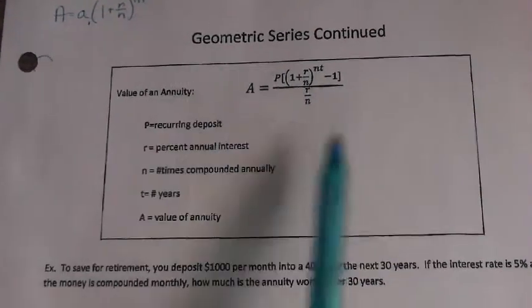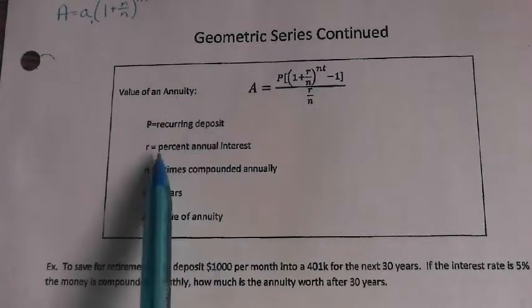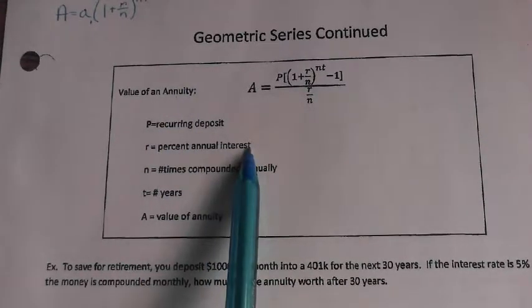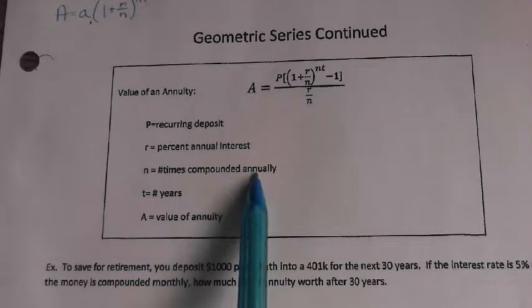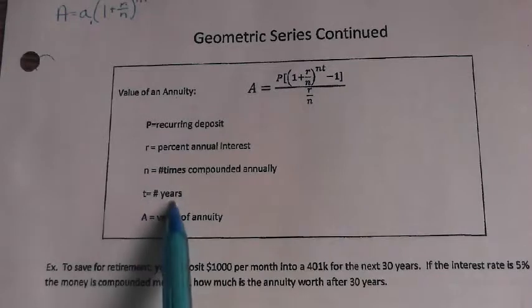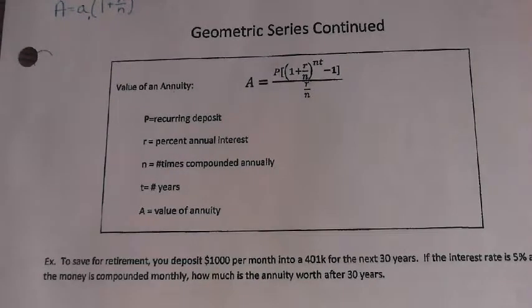You don't have to memorize that formula. I will give you that. But P stands for the recurring deposit, R for the percent annual interest as a decimal, just like we've done before. N is your number of times compounded per year. T is your number of years. And the capital A is the final value of the annuity.